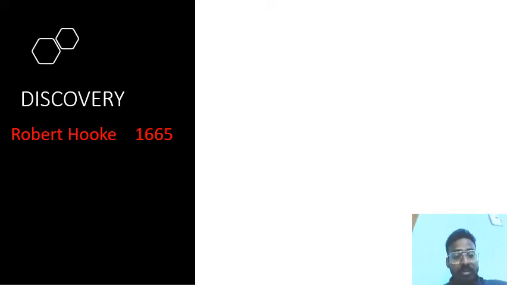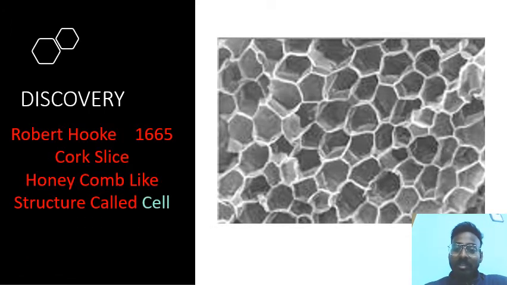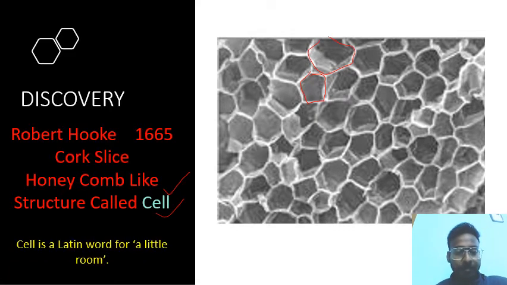When we talk about the discovery of the cell, there was a scientist named Robert Hooke in 1665. He was studying cork with a primitive type of microscope, and what he observed was that these structures could be seen under the microscope. This looks like a honeycomb-like structure. So he coined the term cell for the honeycomb-like structure. Now, cell is a Latin word for a little room, like they look like small rooms, small compartments.